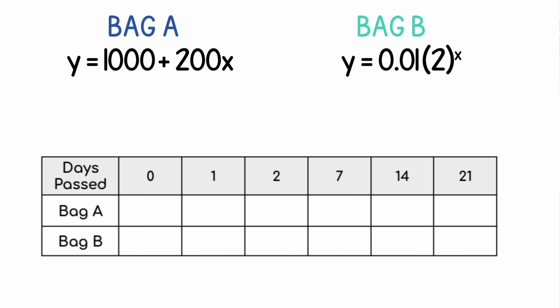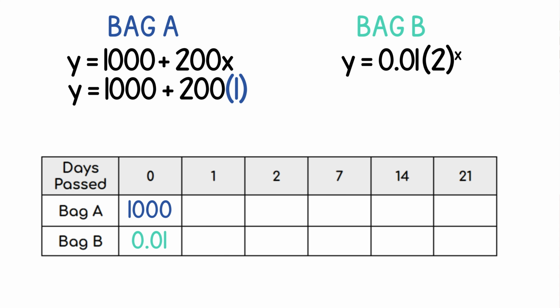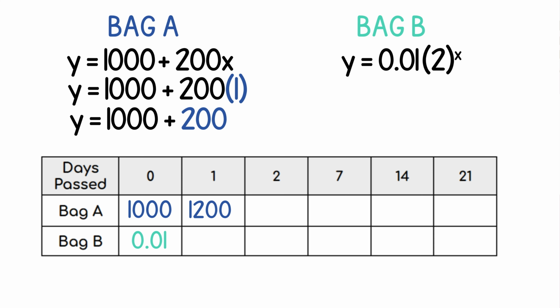Now that we know how much bag A and B will give us, let's use this table to figure out which would give us more money after a certain number of days. If we didn't let any days pass, then bag A would have the $1,000 that we started with, and bag B would have the penny that we started with. Now let's look at how much we would have after 1 day. So in bag A, we'll replace x with 1, giving us 200 when we multiply, and adding that to the 1,000 that we have gives us a total of $1,200 after 1 day.